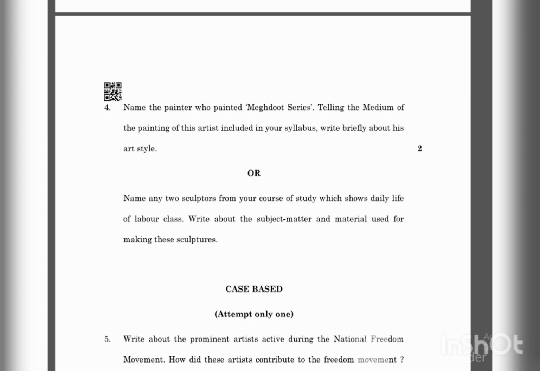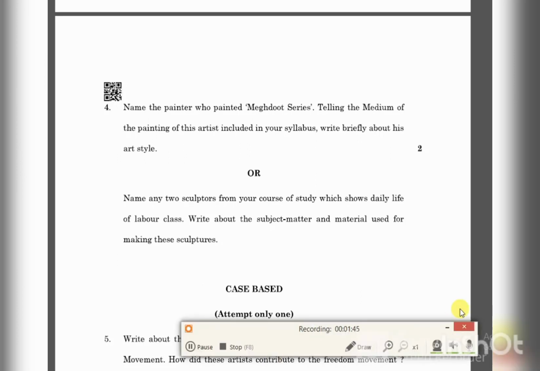So now let's move to the next question. Name any two sculptures from your course of study which show daily life of labor class. Write about the subject matter and material used for making the sculpture. So the two sculptures which show daily life of labor, first one is Triumph of Labor. So this was made by Devi Prasad Roy Chaudhary. This monument, we all know, shows the human spirit that wins over hardships with unified labor.